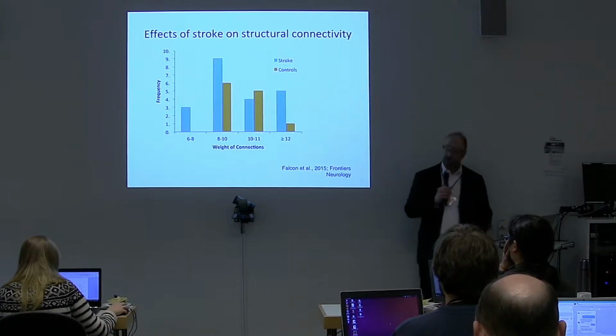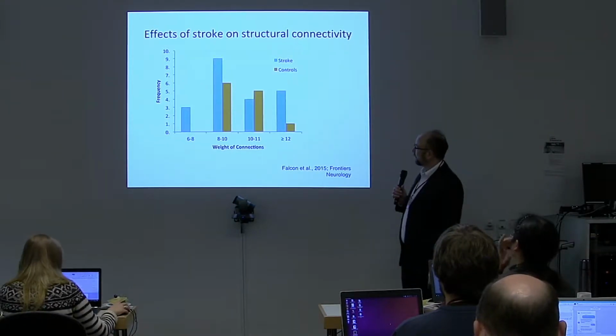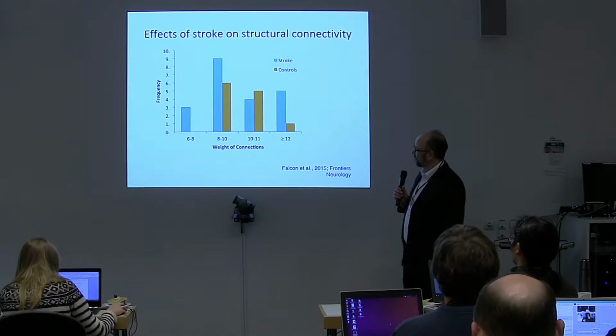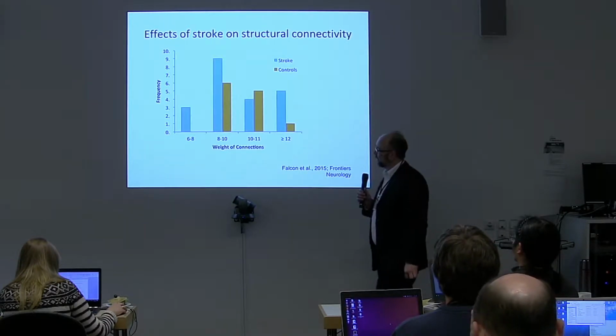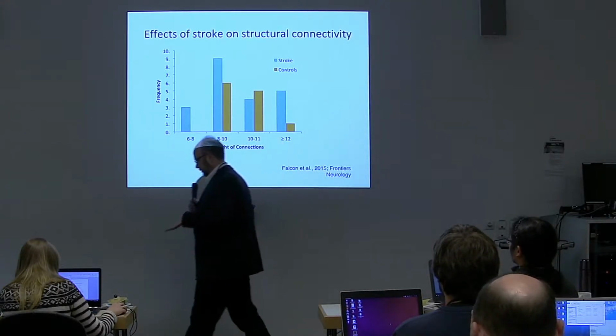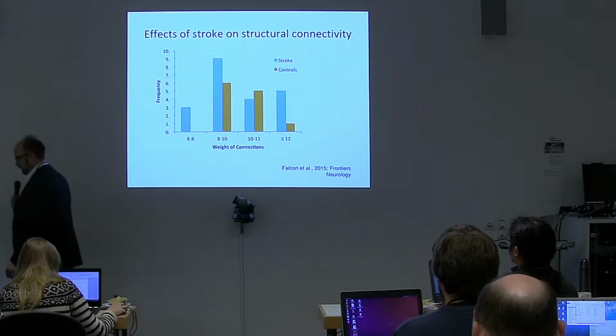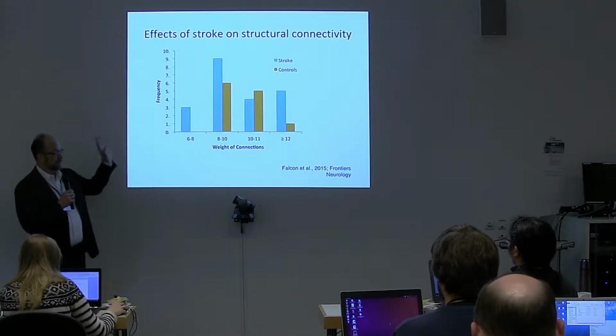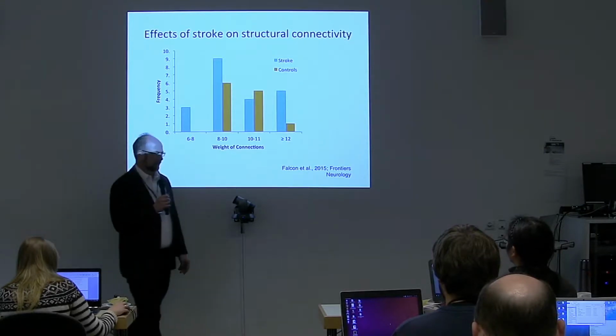It's also shown here. We've got patients and controls and we're looking for the change in the weights of the connections. Basically the weights go down, so you get a less connected network in strokes relative to controls. And this is a fairly large sample of individuals that they got from their stroke database.